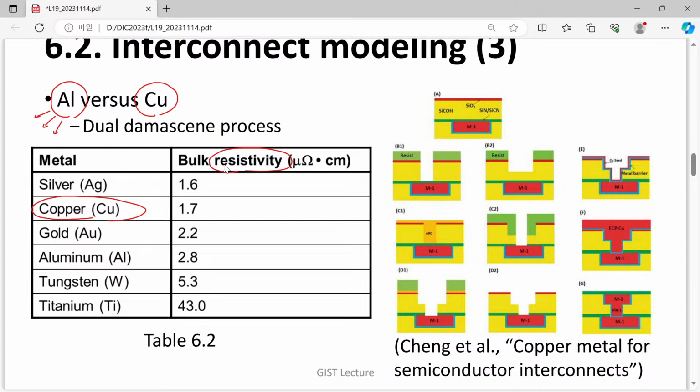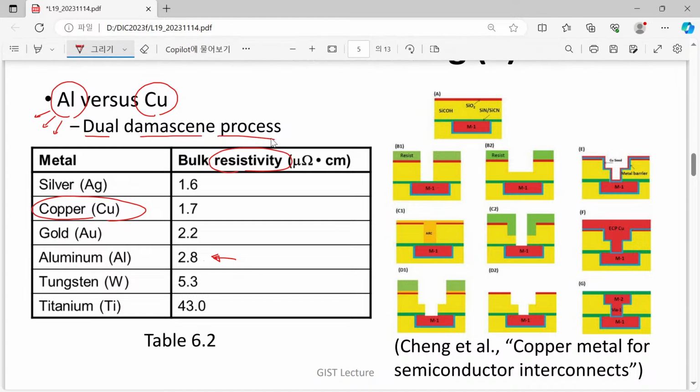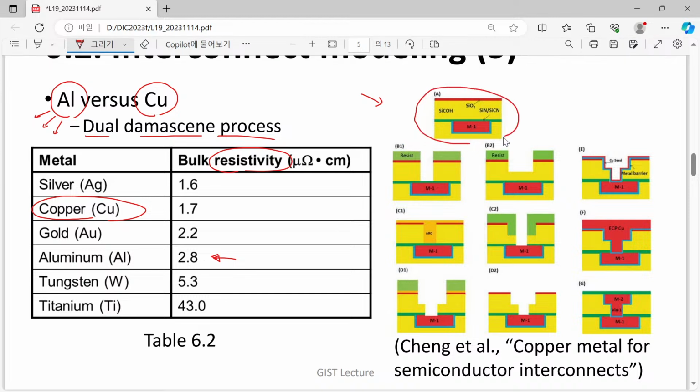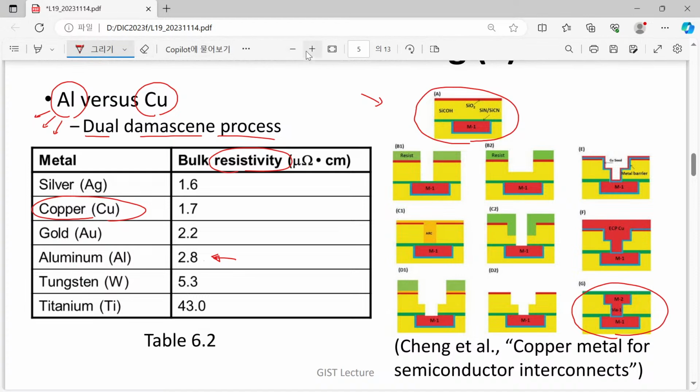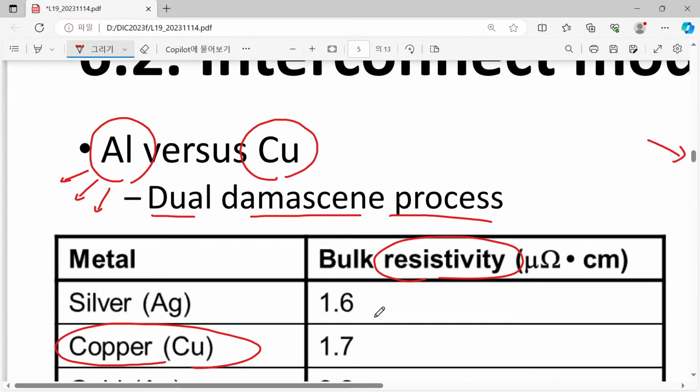However, time has elapsed and there was a certain pressure to find an even better material than aluminum. What they found is the so-called dual damascene process. Here you can see that starting from this one structure, eventually we want to make this kind of structure. Can I just magnify it for your interest?